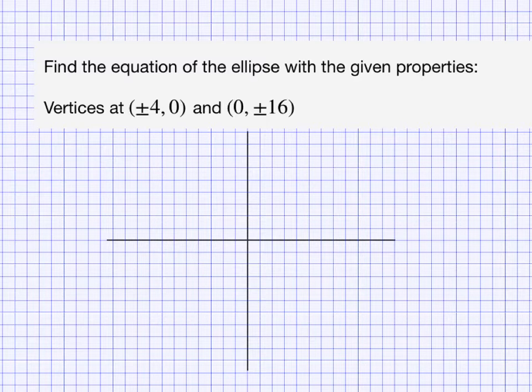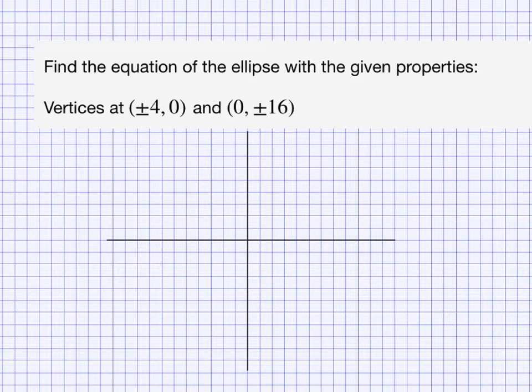So when you see "tell me what your vertices are," and it only gives you an option of putting down one answer, that's typically talking about the majors. We do have majors and minors. So let's go ahead and put our majors and minors on here, and then we'll check out which one is which. My vertices are at negative and positive 4, 0, and 0, positive and negative 16.